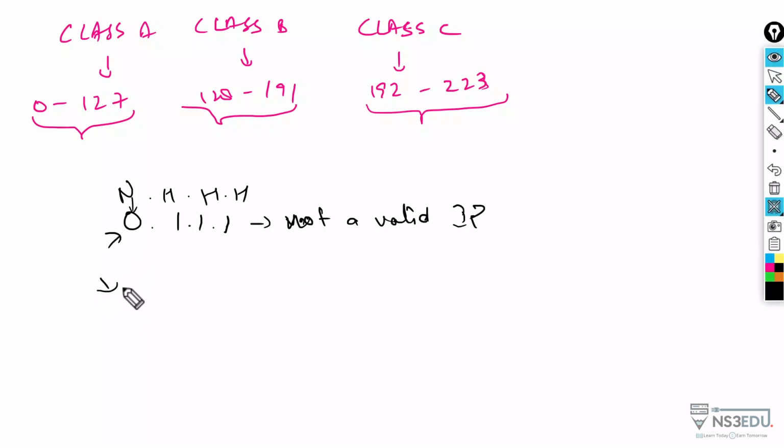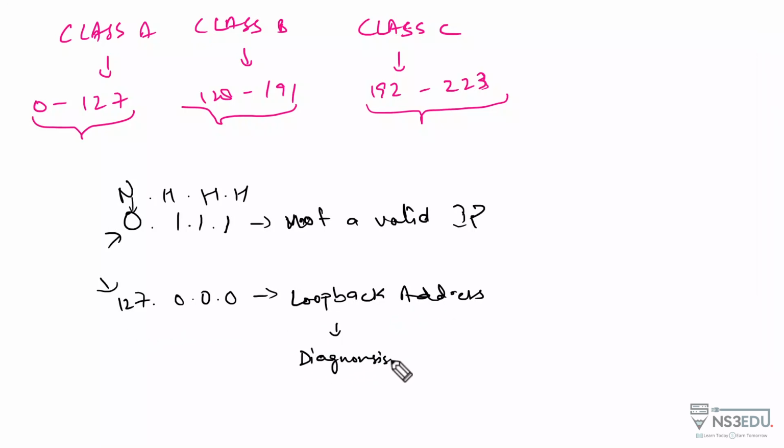The second thing is 127.0.0.0 is called a loopback address. We cannot assign this to any computer, any PC, any laptop, mobile phone, anything like that, any end device. In fact, it is already pre-configured on an interface. This is used for diagnosing purposes, or also troubleshooting purposes.